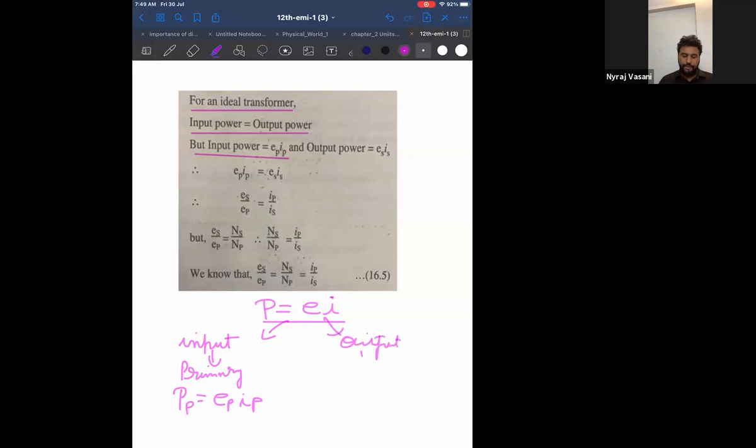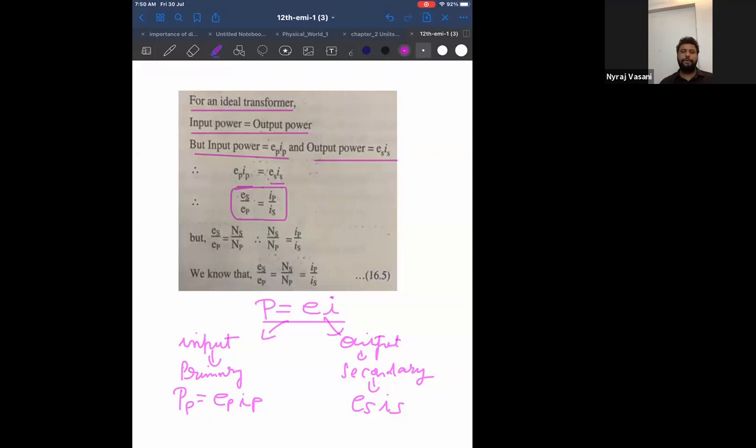Now, output power is power of the secondary, correct? And what is the formula for power of the secondary? ES into IS. Output power is ES into IS. And since input power should be same as output power, I can equate EP into IP is equal to ES into IS. Therefore, I get ES by EP is equal to IP by IS. Clear? Did you understand? Okay.